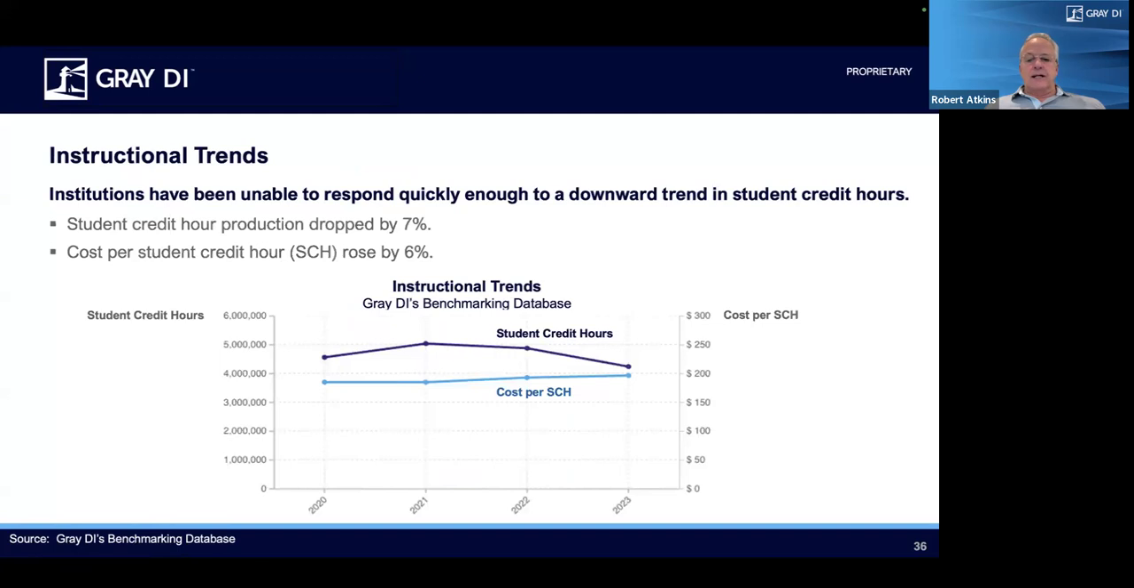What did we find when we looked at the data now that we have it over several years? We started out over here with approximately 4.5 million student credit hours. And as you all know, the number of students has been dropping. And so that's declined now, and we're down closer to 4 million student credit hours. Over that same period, cost per student credit hour crept up. So many of you have reduced cost, but the cost in our benchmark database did not come down fast enough to offset the decline in student credit hours. So our unit cost, if you will, to produce a credit hour has increased by about 10%.